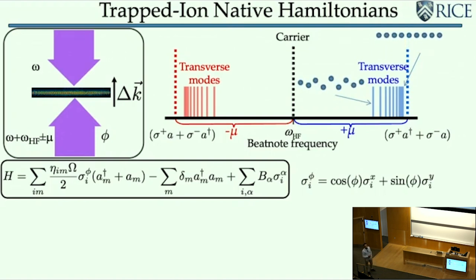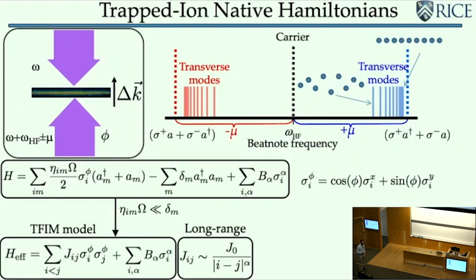It is a multi-mode spin-boson model because each spin i is coupled to a mode m with a certain coupling strength, which is given by the nature of the specific mode we are addressing. There are some detunings that we can also tune, and of course we can add single-body rotations. And we can choose the phase, whether this is a sigma X or a sigma Y.